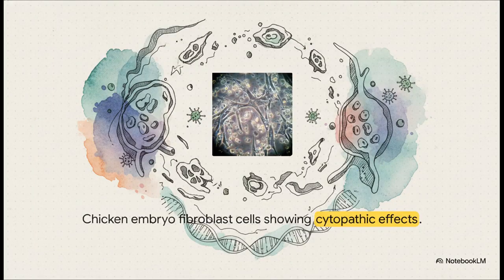So, here is our microscopic crime scene. You're looking at chicken embryo fibroblast cells showing what we call cytopathic, or basically cell-killing, effects from the IBD virus. Inside the bird, this virus specifically targets lymphoid cells in an organ called the bursa of Fabricius. It's brutal. It completely depletes the host's B cells by forcing them into apoptosis, which is essentially programmed cell death. It dismantles the entire immune system from the inside out.